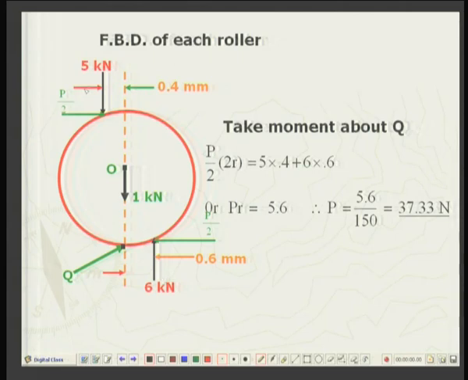So we have found out all the forces acting on the wheel: 5 kilonewton, 6 kilonewton, 1 kilonewton, P by 2, and this will also be P by 2. The horizontal forces have to balance. Now you can take moments about this point or point O, either point Q or point O, both will amount to be same. And remember that these distances are very small. This dimension is 300 millimeters.